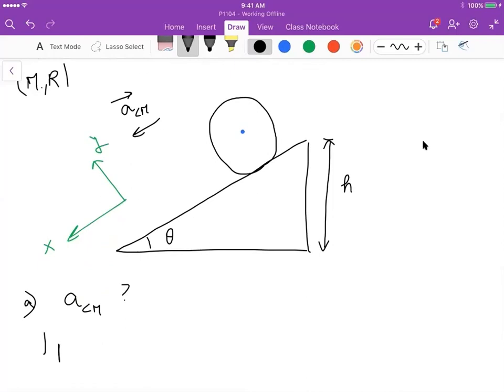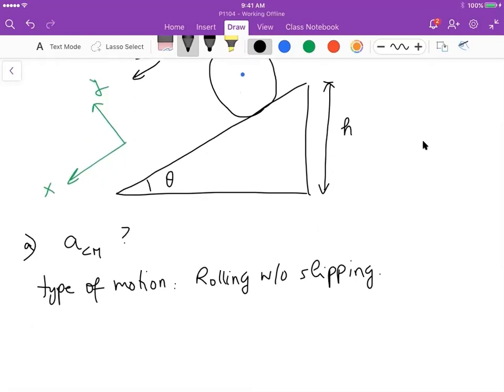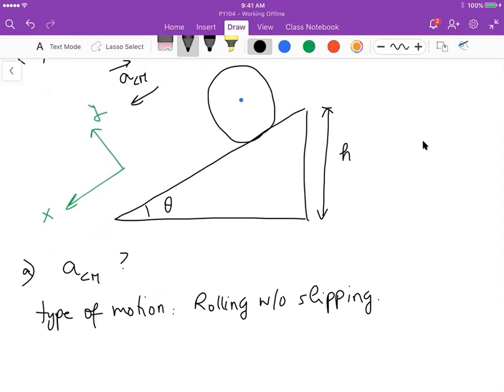So first, what is the type of motion in this case? The exercise told us that it's rolling without slipping. So here we have rolling without slipping motion. It's quite easy to specify because it told us the type of motion. So what does rolling without slipping mean? We have seen in the lecture that rolling without slipping includes two types of motion. First, we have translation of the center of mass of the ball, of the sphere.